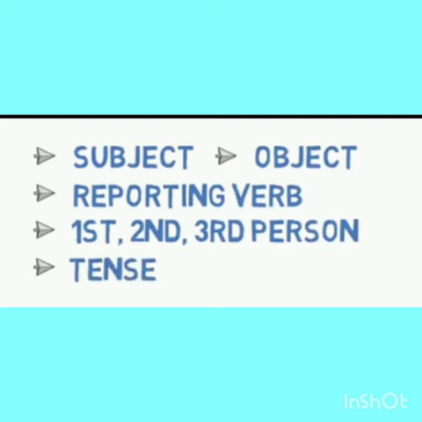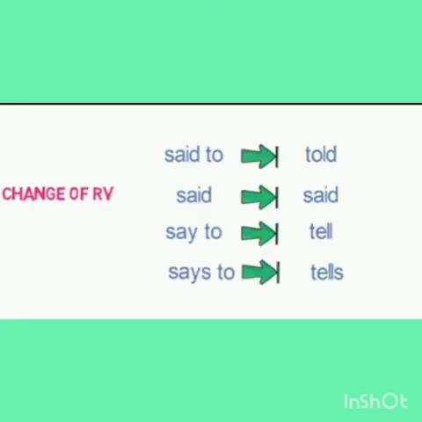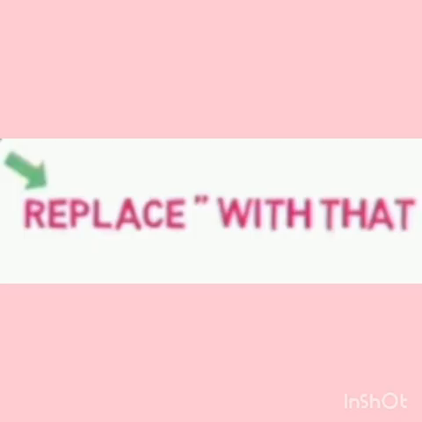Second step is to change the reporting verb. Said to will be converted to told. Said will be converted to said. Say to will be converted to tell. Says to will be converted to tells. Third step is to replace the inverted commas with that.